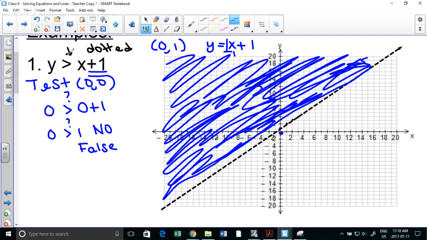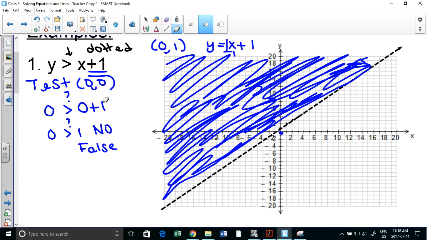It is dotted because this isn't there. The underneath line isn't there. If this was there, then we would have made this a solid line. But it's not, so we made it dotted. And then we test. So I'm going to answer both questions on the side.